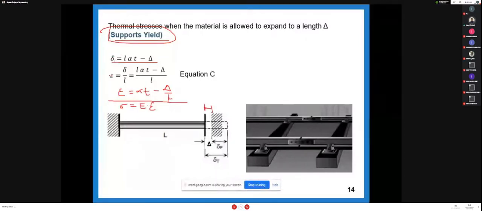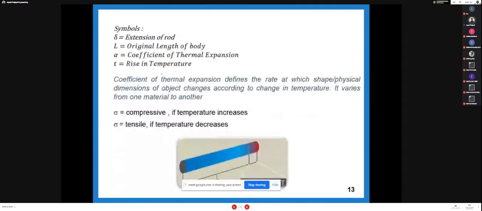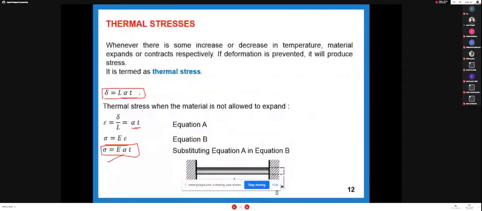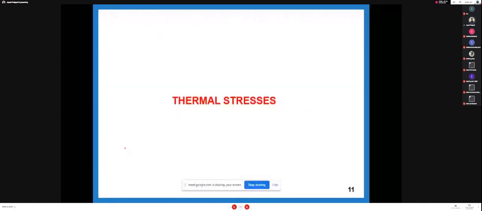And if you are finding the strain, it is change in length divided by original length. Okay. And L and L cancel out, giving alpha T minus delta upon L. And if you are finding the stress, sigma is equal to E times epsilon. So these are the two cases when supports are yielded. You just add this minus term here, whereas in the previous equation it is only L alpha T. So we use this equation to calculate your stress value.